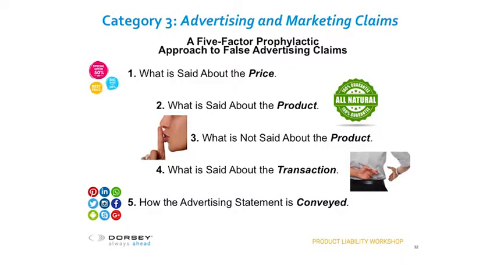There are 5 factors that we need to think about when we think about false advertising claims, and here they are. What are you saying about the price of the product, the sales, the discounts? What are you saying about the product itself, which is an obvious one? What are you not saying about the product? Think about fraudulent omissions. What are you saying about the transaction itself? And how is the advertising statement conveyed? So let's break this down.